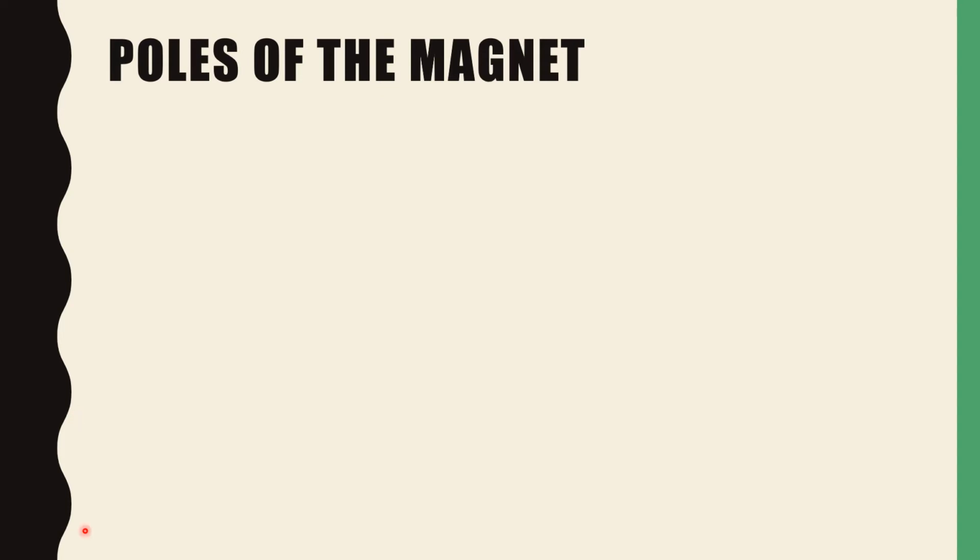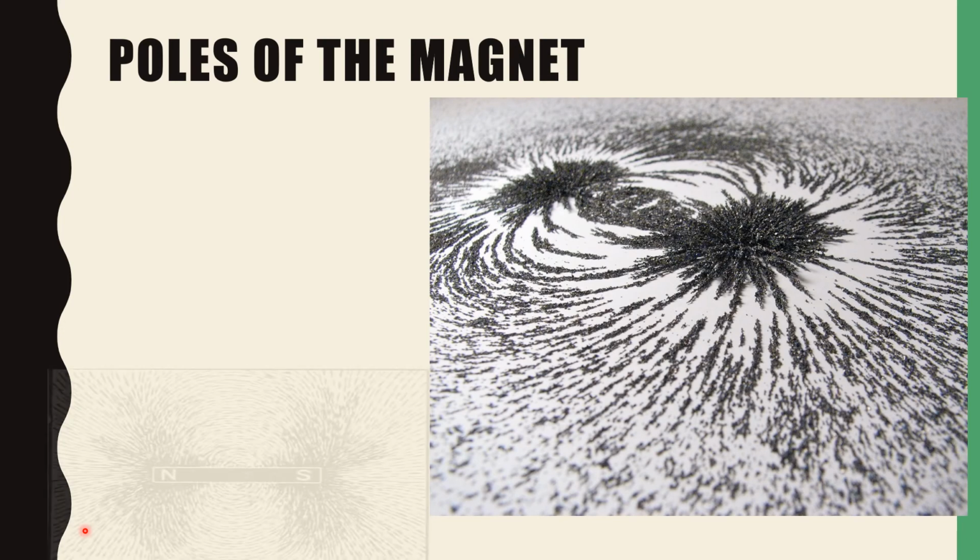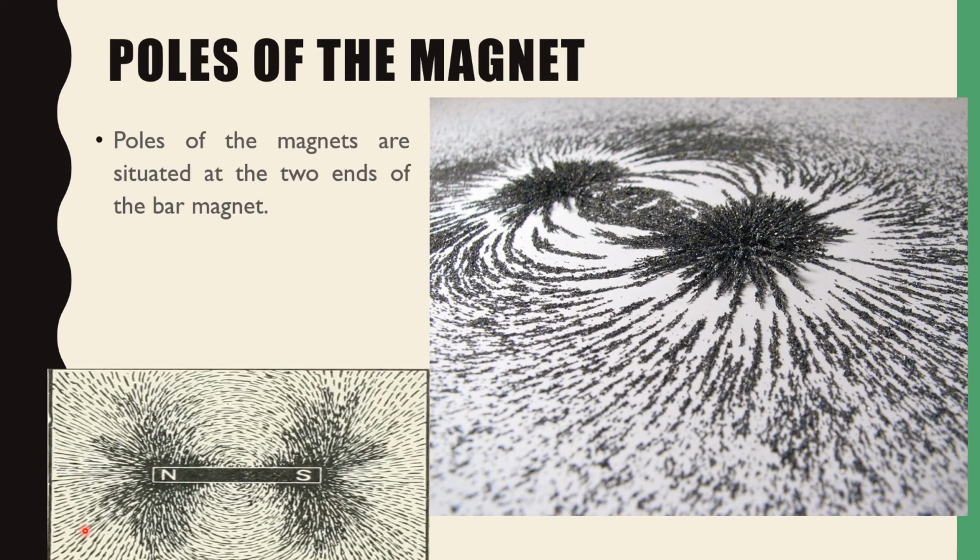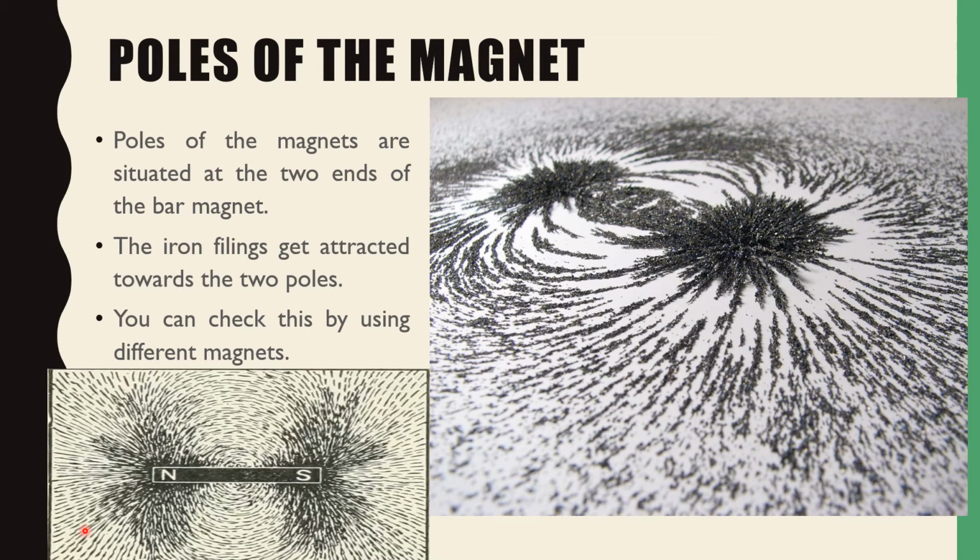Poles of the magnet. While doing the activity of sand, which I told you previously, you will observe that when you keep a bar magnet on soil, the soil particles get attracted towards the ends of the magnet. Here, these ends are actually called the poles of the magnet. Poles of the magnet are situated at the two ends of the bar magnet.